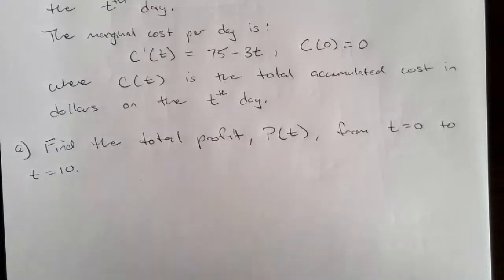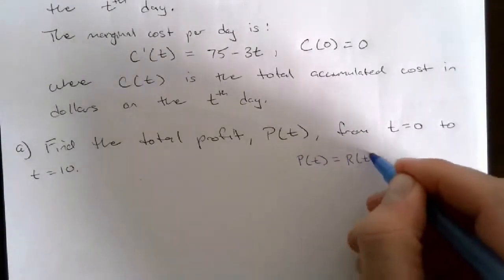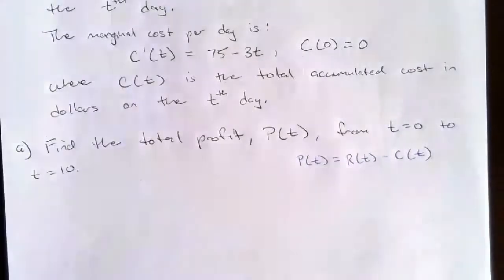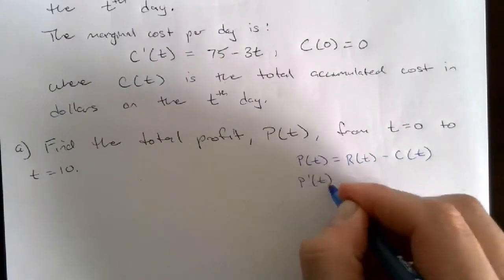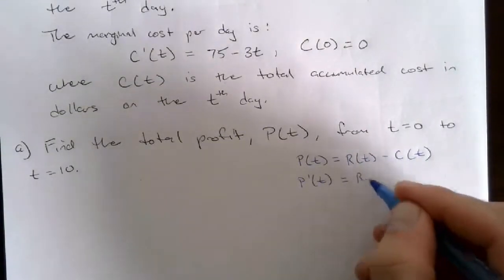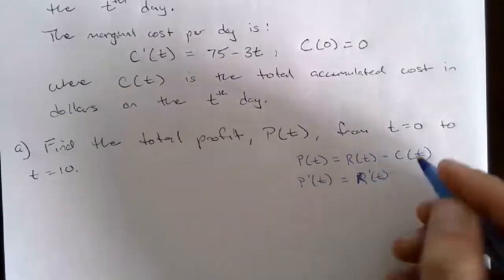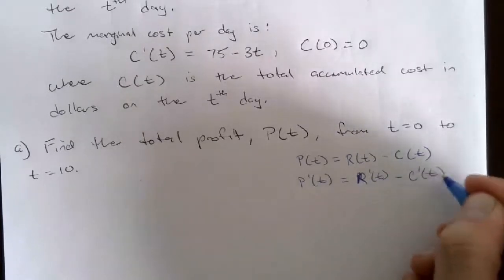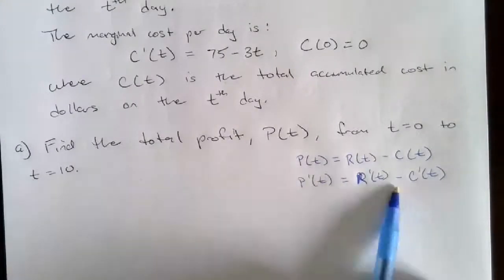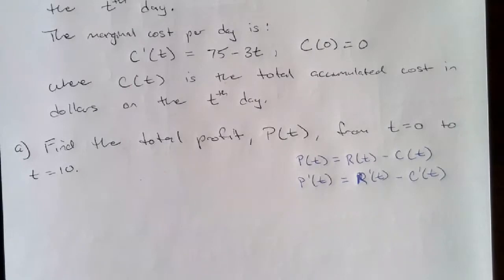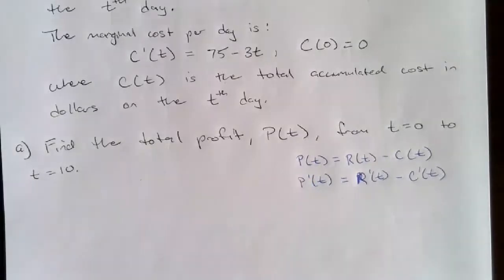We know that if I was trying to find P of t normally, that's equal to the revenue R of t minus C of t, the cost. And if I was taking the derivative, then I know that P prime of t, the marginal profit, is equal to R prime of t, the derivative of R, minus C prime of t, the derivative of C. So the marginal profit is equal to the marginal revenue minus the marginal cost. Knowing that means that if I can take the antiderivative of the marginal profit, I can get the profit function.